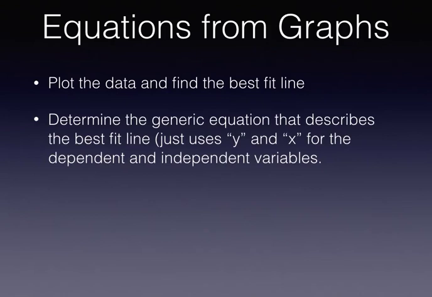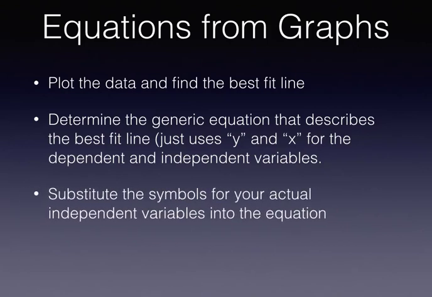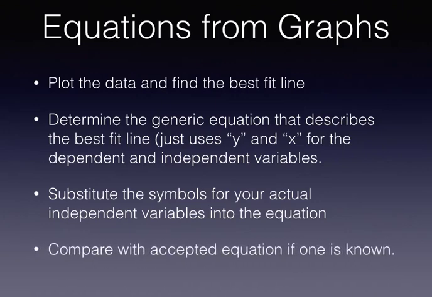The second thing you need to do is determine the generic equation that describes that best fit line. Third, once you have the generic equation, you substitute the symbols for your actual independent and dependent variable in for the generic x and y in that generic equation, and this will give us an equation that we call our specific equation because it describes this specific relationship. Finally, we compare our specific equation with our known equations if they're available, and that'll help us figure out the significance of the numerical constants which are in that equation.